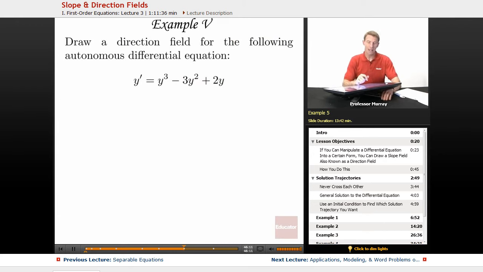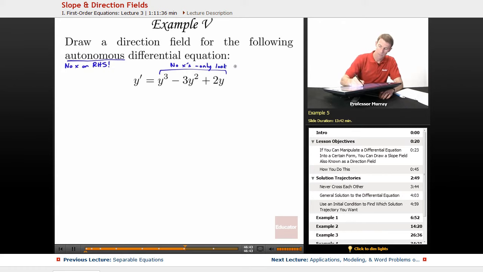So in example 5, we're going to draw a direction field for the following autonomous differential equation. And let me mention this word autonomous. What that means is that there is no x in the right-hand side. It's just a function of y. So there are no x's here, which means we only look at the y's.